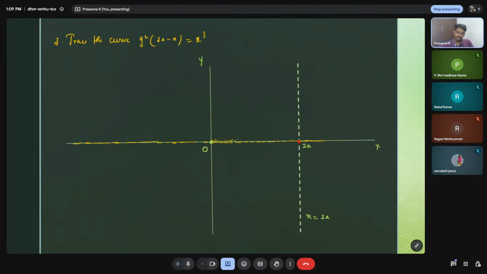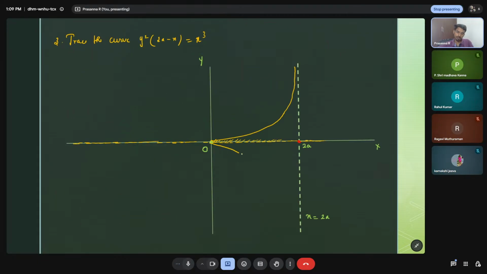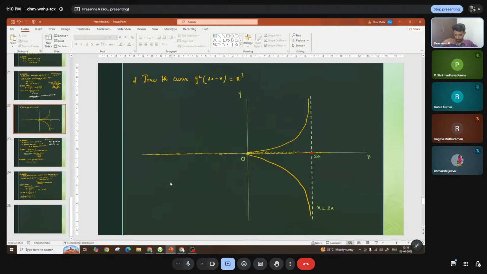So the function is defined only in this region, right? And also this is an asymptote, it has to pass through this. So the curve has to go like this, right? And it is symmetrical about x-axis. So this is the tracing of the curve y square times 2a minus x is equal to x cube. We'll move on to the fifth problem.